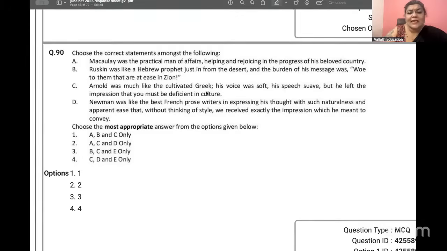Arnold was much like the cultivated Greek. His voice was soft. Yeah. He was a very classical man. Very serious. Maybe correct. Newman was like the best prose writers in expressing his thought. Maybe with naturalness. Correct hoga, that is, you don't know for sure, but maybe. But this looks a little wrong because this doesn't match with what you know of Ruskin. And that is the answer. B is wrong. A, C, D. That is the answer. There is nothing wrong here.